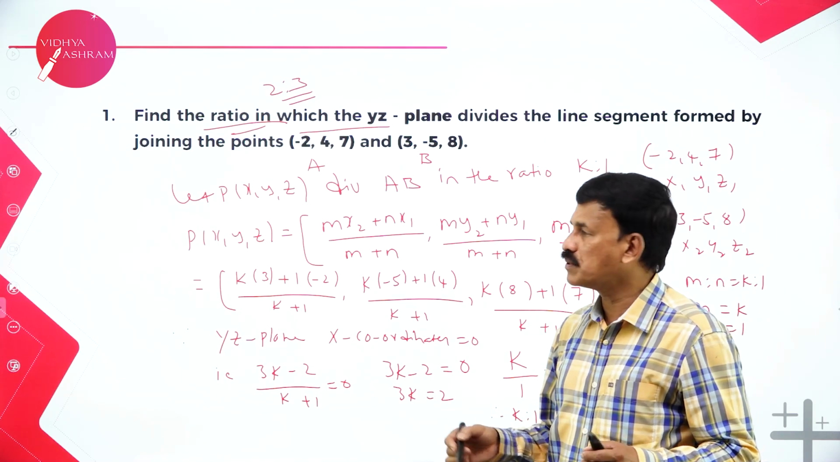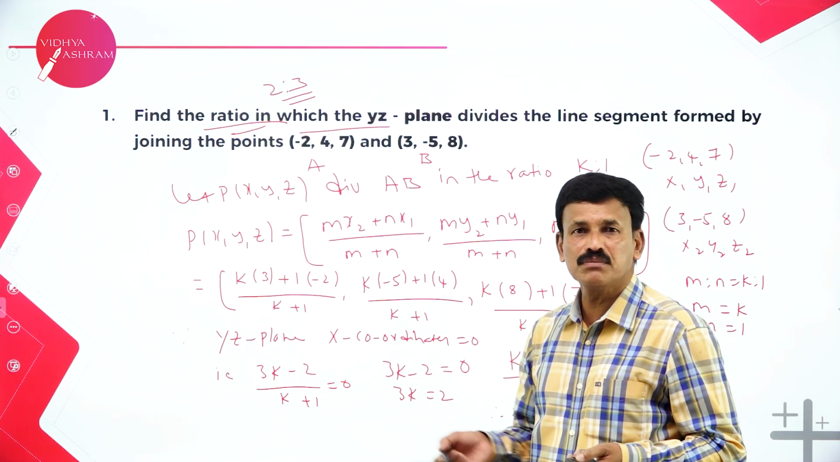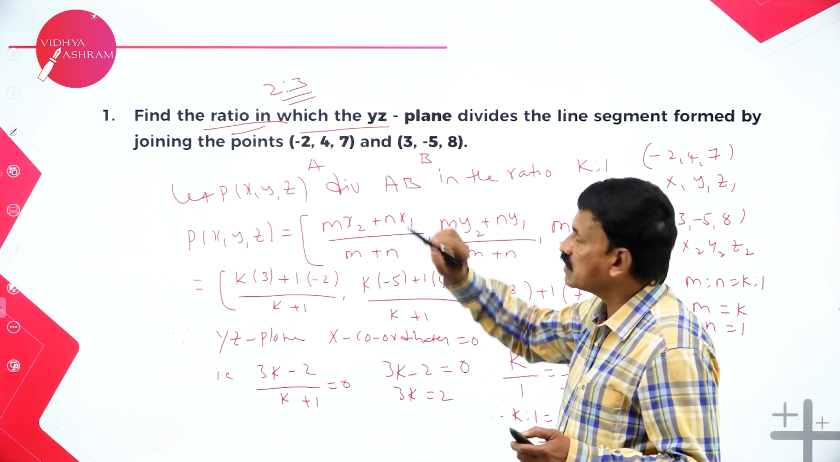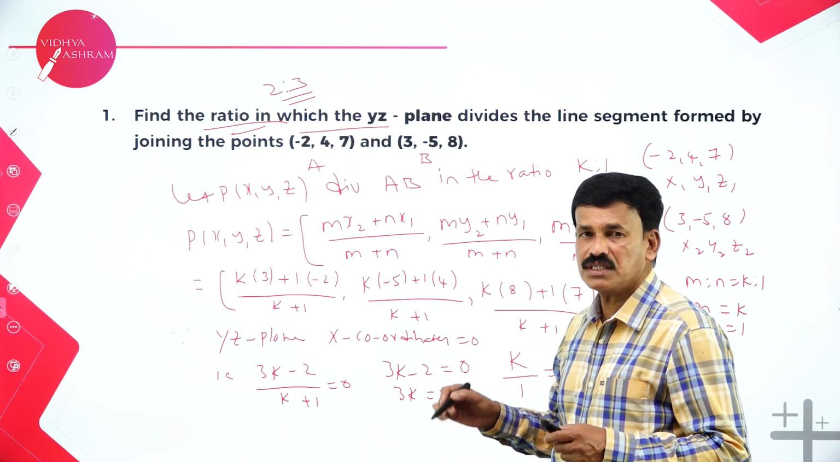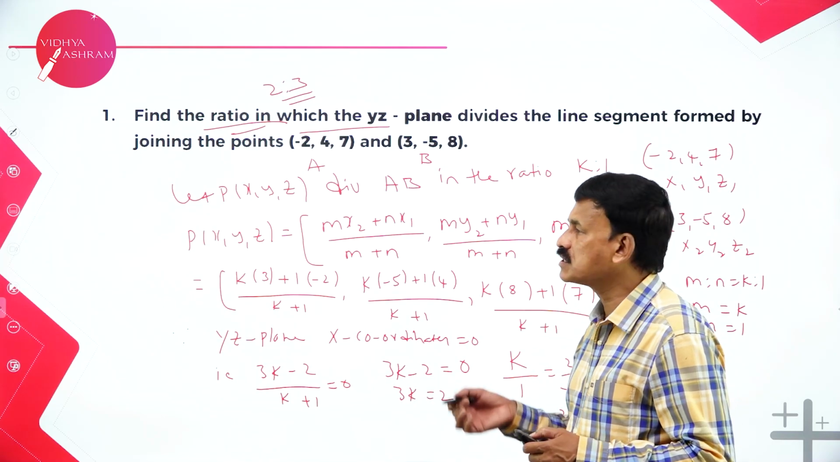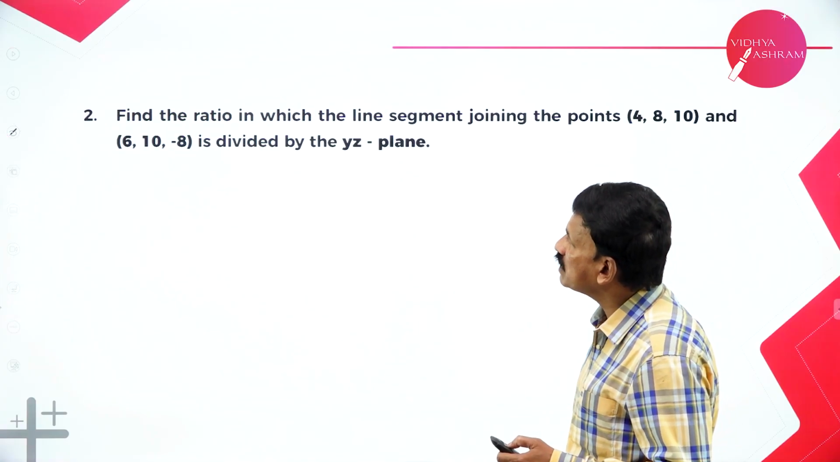That's it. Very simple problem. You just use the section formula and simplify. Depending upon the given condition, equate the value of the x, y or z coordinate to 0, then you will get the answer. Move on to a similar type of problem.